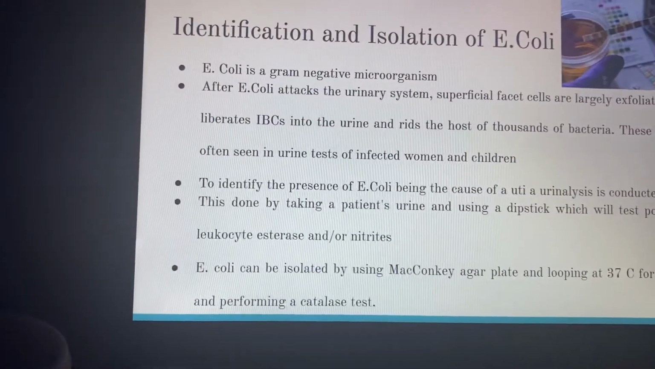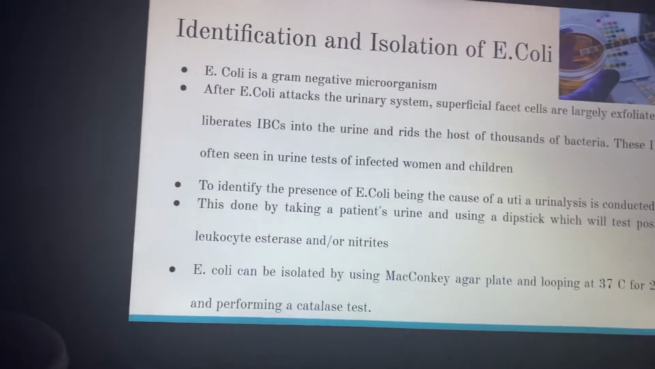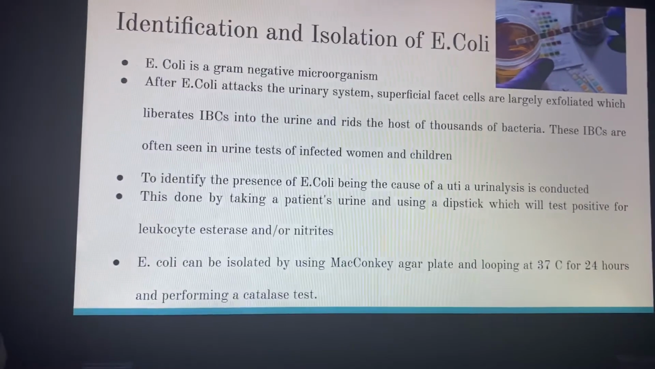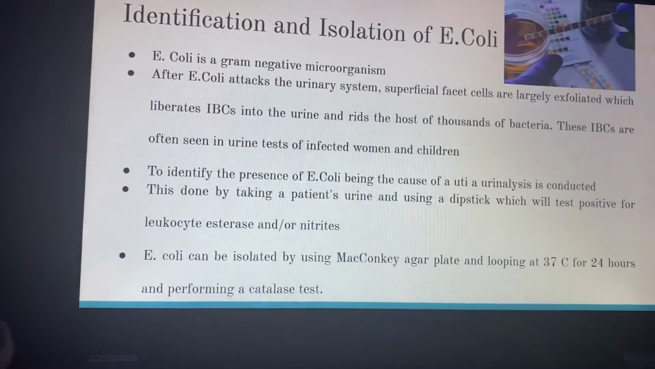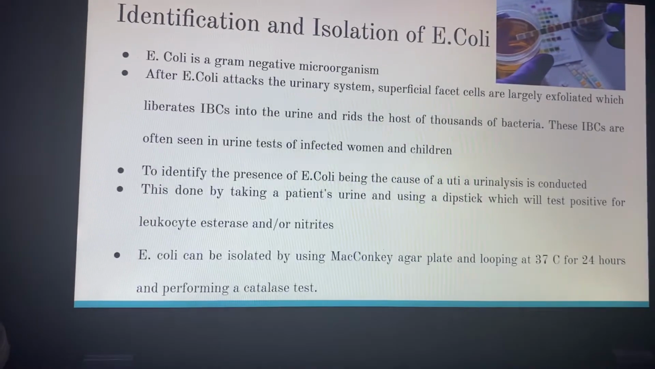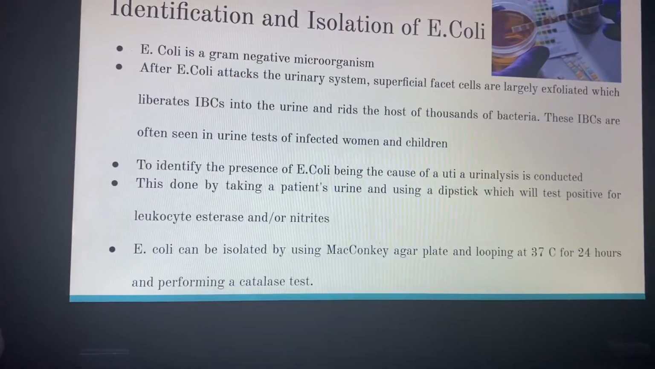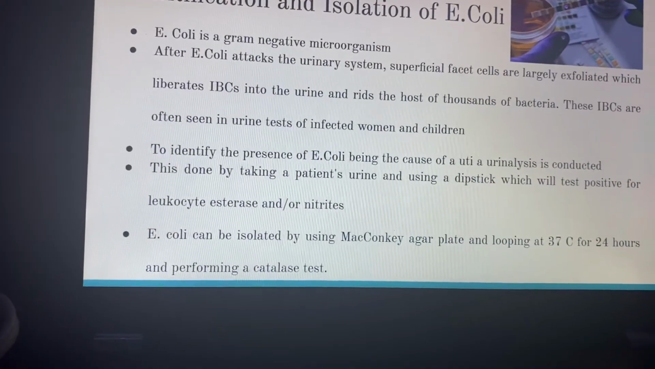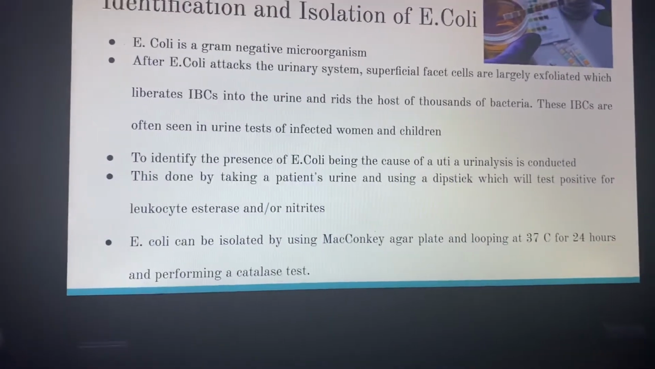Okay, so identifying and isolating E. coli. Now, E. coli is a gram-negative microorganism. So after E. coli attacks the urinary system, superficial facet cells, basically epithelial cells of the urinary system, are exfoliated, which frees IBCs into the urine and rids the host of thousands of bacteria. Now, these IBCs are often seen in urine tests of infected women and children.